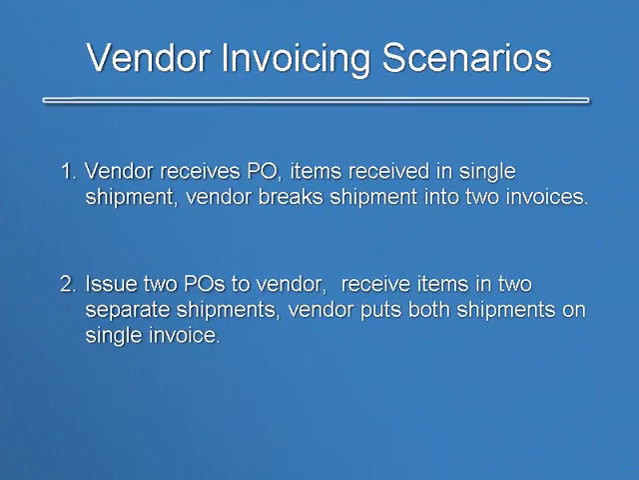We're going to present two examples. In the first, our vendor receives our PO, they ship the items, and we receive them into our warehouse. Then, for some reason, our vendor breaks the single shipment into two invoices. In the second example, we issue two separate POs to our vendor, and we subsequently receive the items in two separate shipments. However, rather than invoicing each shipment separately, our vendor puts both shipments on a single invoice.